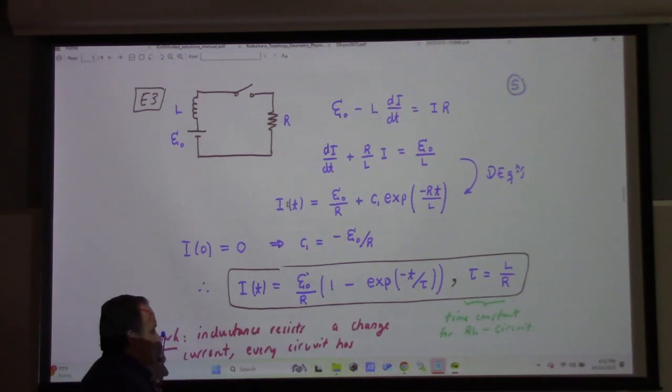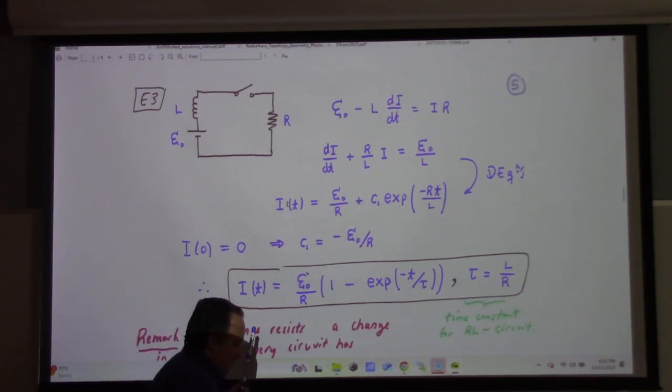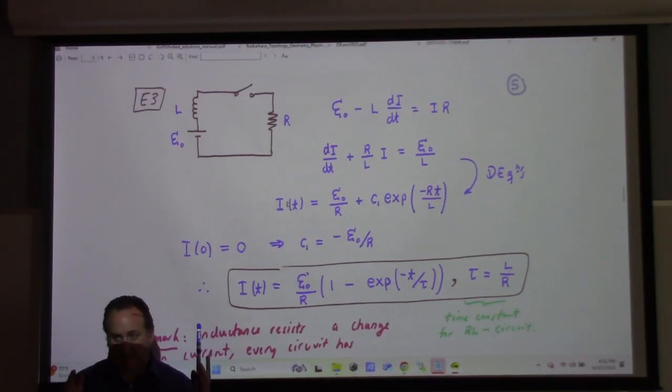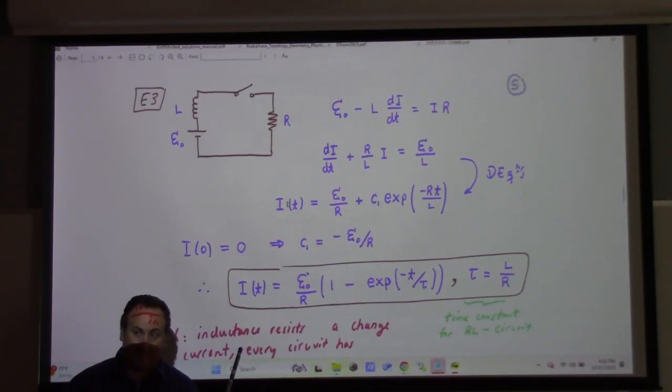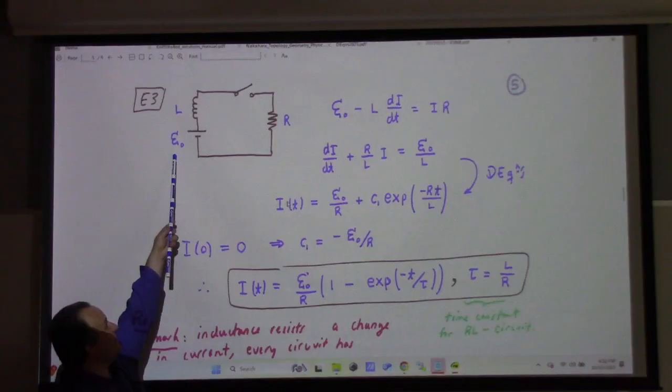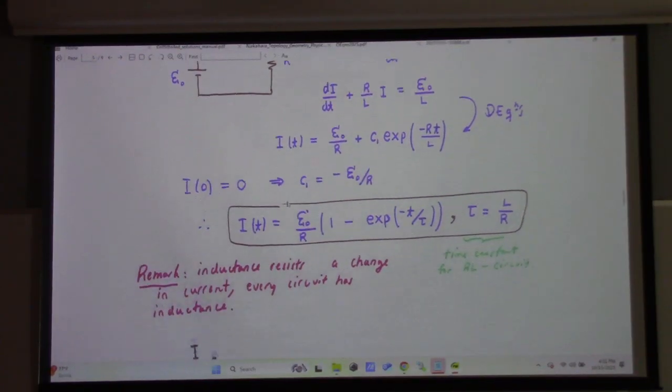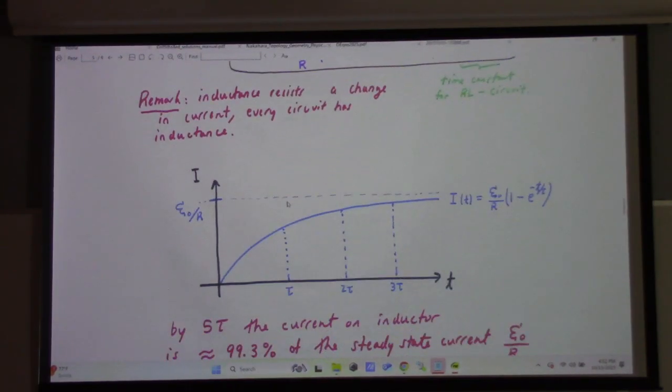If the current was jumping from 0 to something finite in an infinitesimal amount of time, that would mean that the voltage developed across the inductor was infinite, which is not allowed because this is just 9 volts or whatever. So as you guys are well aware, the inductor resists a change in current. And here's a graph of the solution.